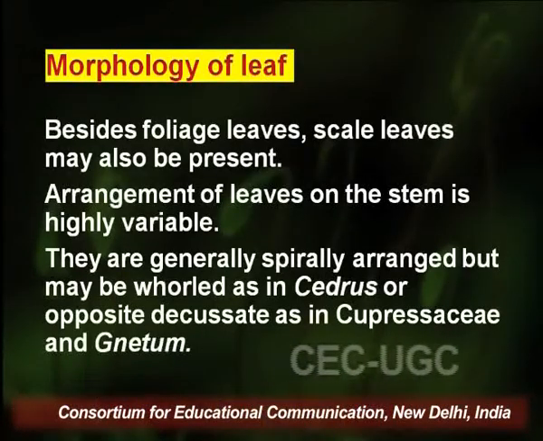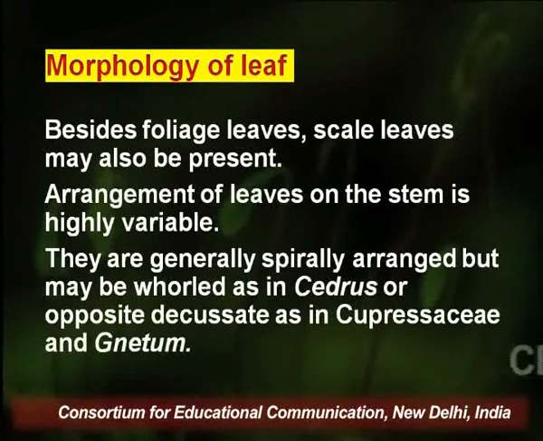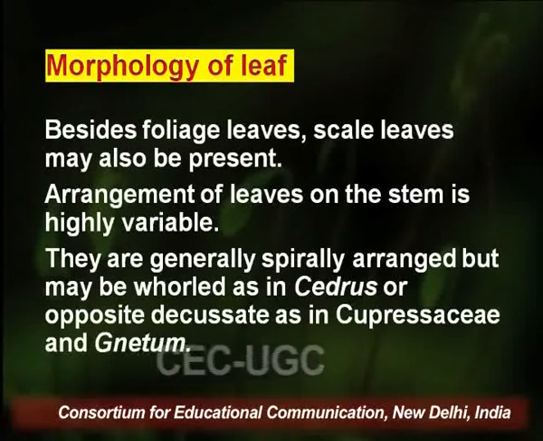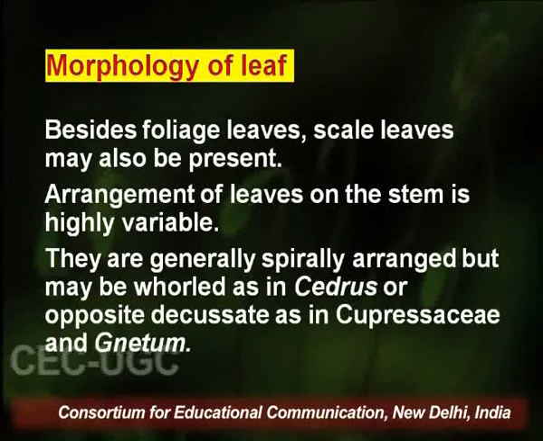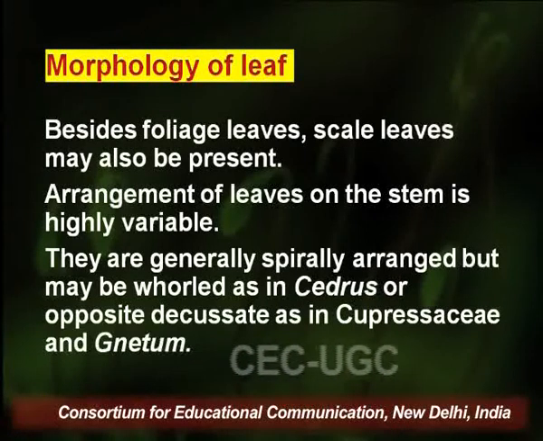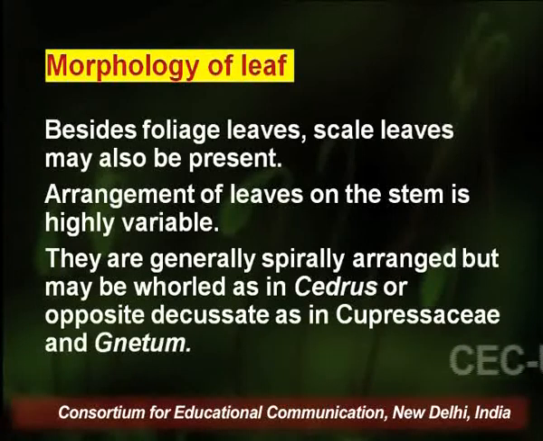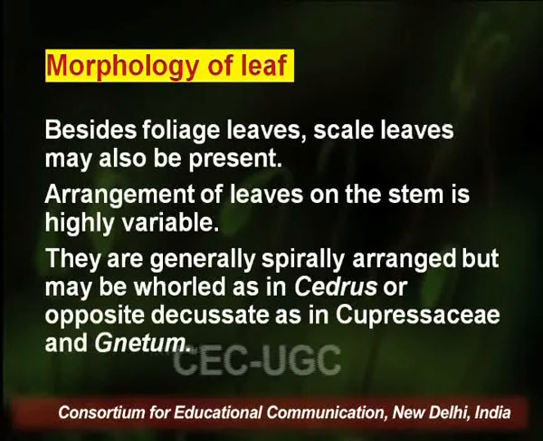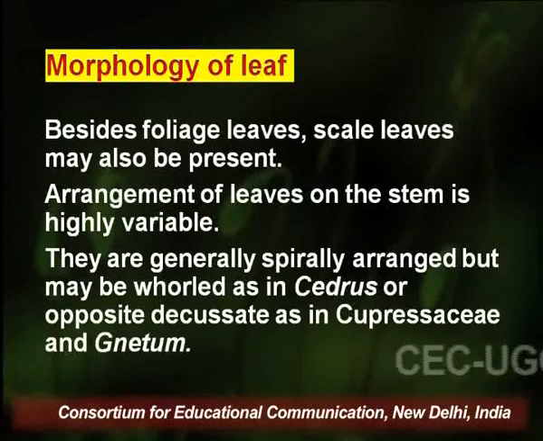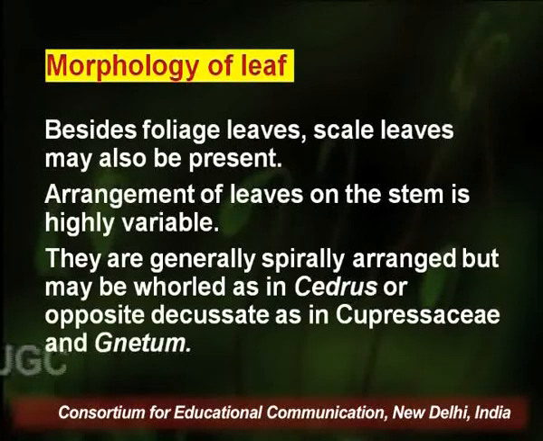Now, besides foliage leaves, scale leaves can also be present, and arrangement of leaves on the stem is highly variable amongst Gymnosperms. They are generally spirally arranged, but they could be arranged as whorls, as is the case in Cedrus, or they could be opposite decussate, as is the case in Cupressaceae and Gnetum. The various types of arrangement of leaf on the petiole have already been discussed in our previous lectures.